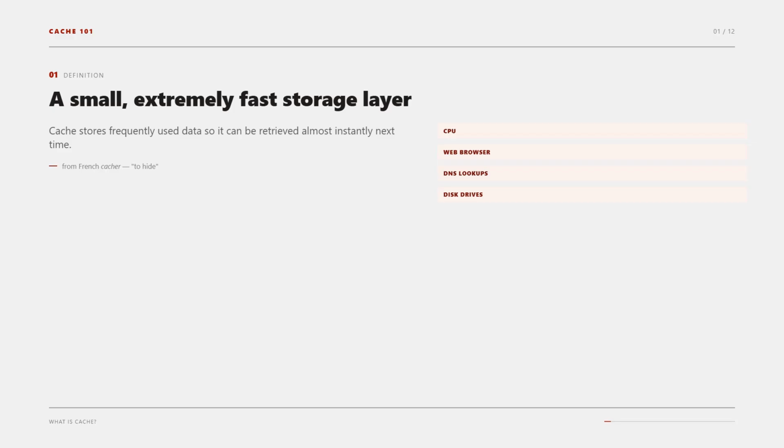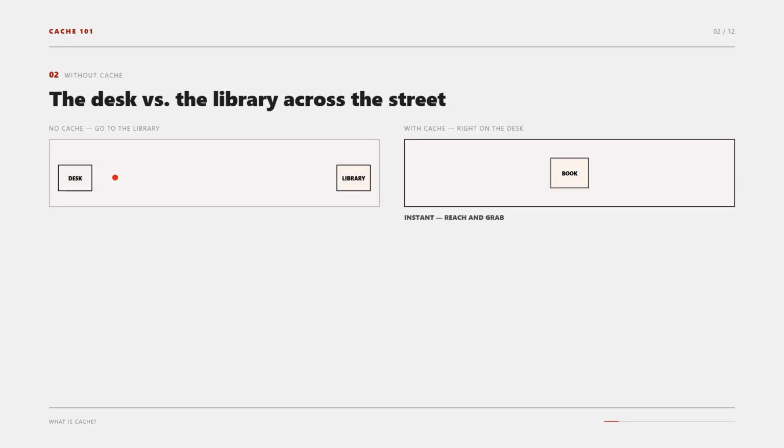The word cache comes from the French word meaning to hide, and that is essentially what it does. It hides copies of important data in a place where they can be retrieved almost instantly. Cache is found in many different places in computing, from your CPU to your web browser, and it plays a huge role in making your computer feel fast and responsive. So how does cache actually work?